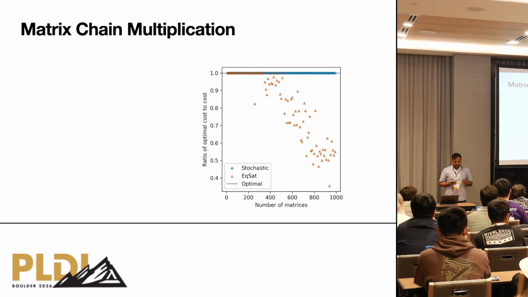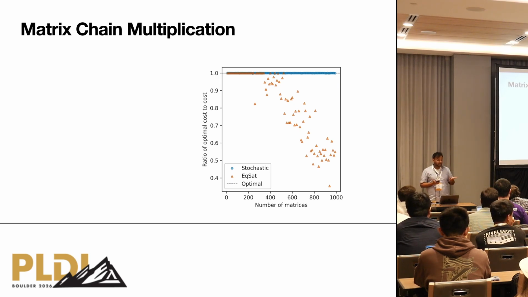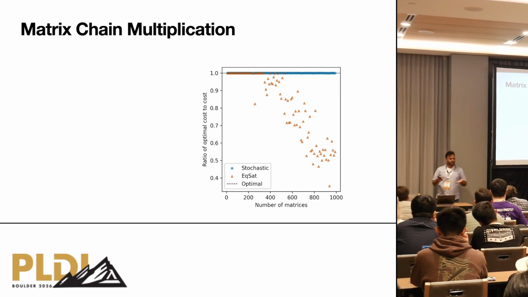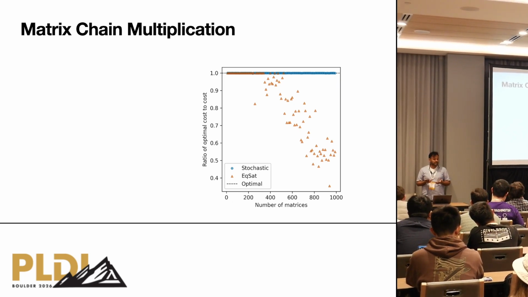So on the x-axis, I gave the number of matrices in the test case. This is randomly generated. And on the y-axis, I gave the ratio of optimal cost to cost found by either technique. So you want to be as close as possible to the y=1 line here. So we see that until about 300 matrices or so, both techniques are extremely close to optimal. But as we go above 300 matrices, EqSat just falls off rapidly. And this makes sense because this search space is just too large, and EqSat doesn't have any cost guidance. So it just cannot figure out the right association in such an enormous search space.